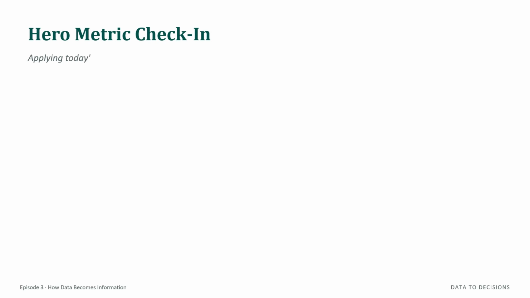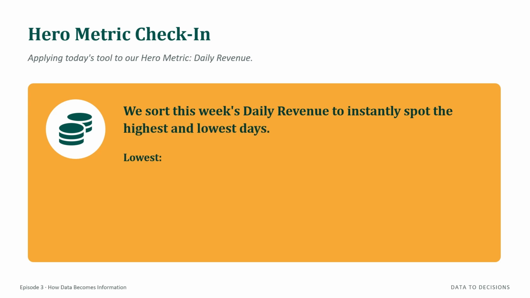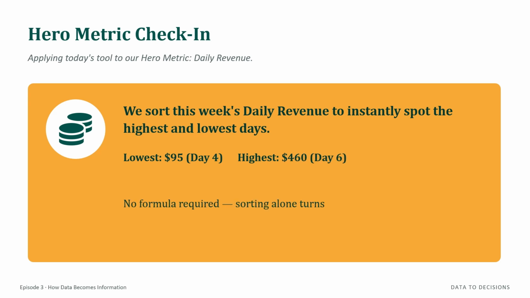Let's apply this to our hero metric: daily revenue. We sort this week's daily revenue and instantly spot the highest and lowest days. Lowest, $95 on day 4. Highest, 460 on day 6. No formula required. Sorting alone turns 10 random numbers into an instant answer.